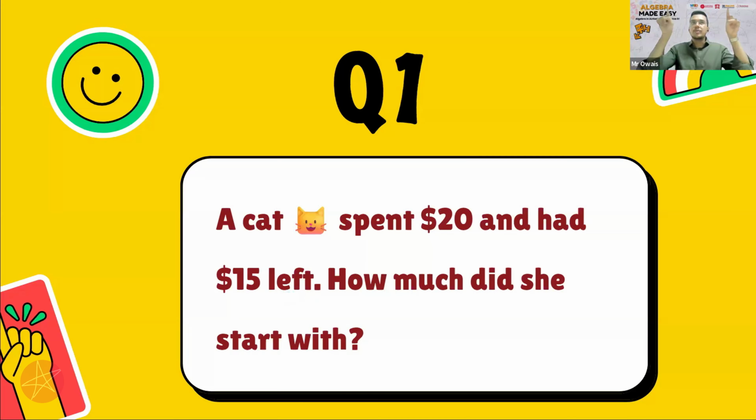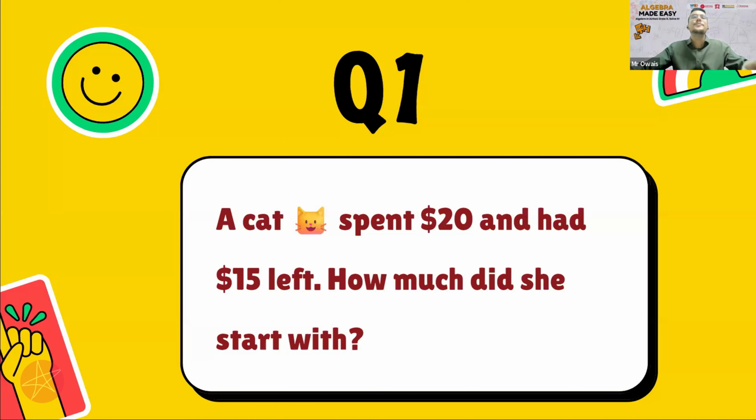So we're going to draw a bar, one bar to represent the total amount that she started with. And then we're going to split that into two parts, where one of them represents how much the cat spent, and the other part represents how much is remaining. So now I want you guys to raise your hand if you would like to draw the model on my whiteboard. Okay, so I'll let you guys do it one by one, okay?